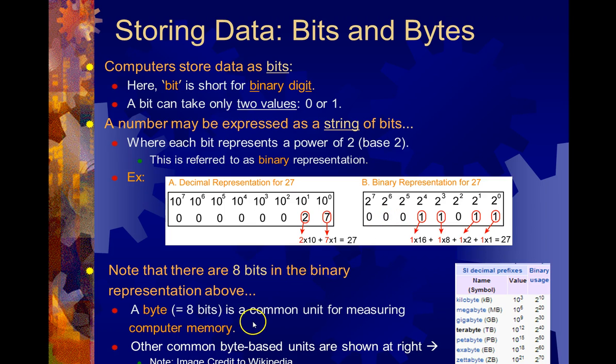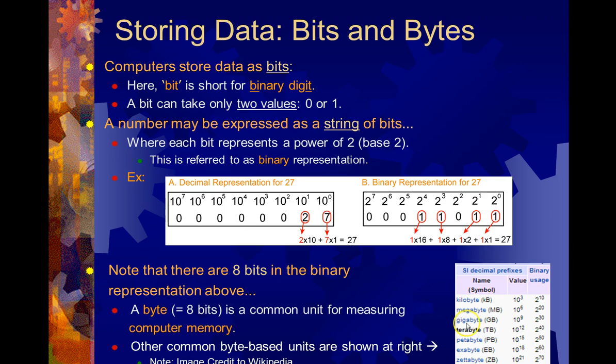So a byte equals 8 bits, a common unit for measuring computer memory. So if we want to say how big the memory is, we can say how many bytes there are in the memory. Other common byte-based units are shown at the right. So we can talk about a kilobyte, which means 1,000 bytes. We can say a megabyte, a gigabyte. So your computer might have, in memory, 12 or 8 or 4 or 2 gigabytes of memory.